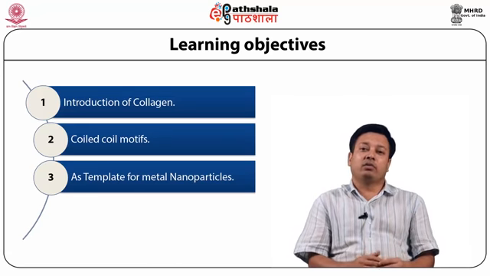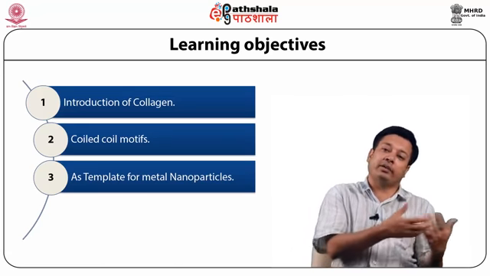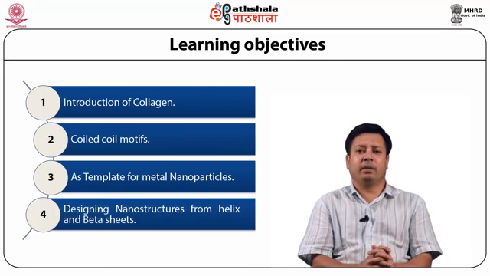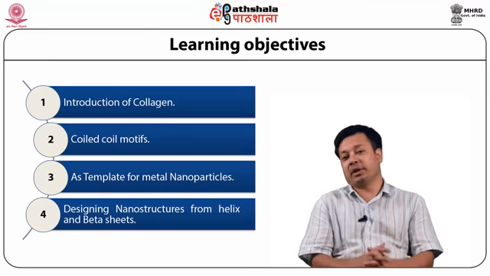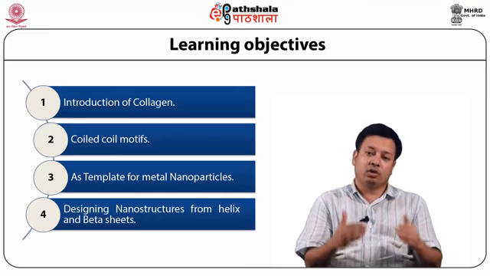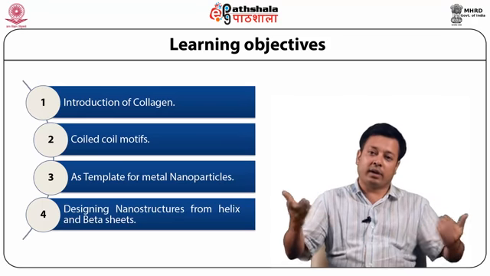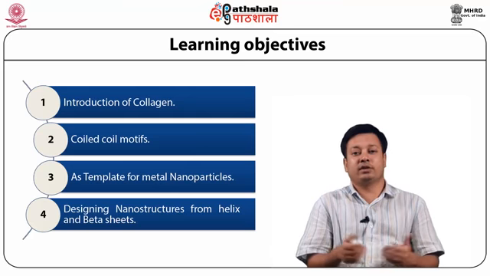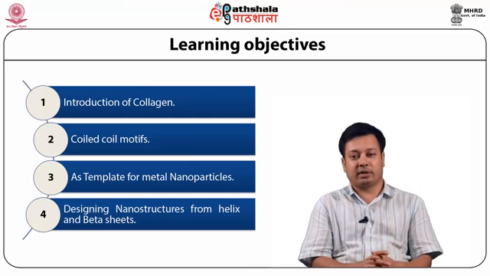At the end, we will also look at some other secondary structures like beta sheet forming peptides, and use beta sheet forming peptides as a head group in an amphiphilic molecule to look at different nanofiber formation and how these nanofibers can be utilized for different applications, something like tissue engineering or drug delivery.